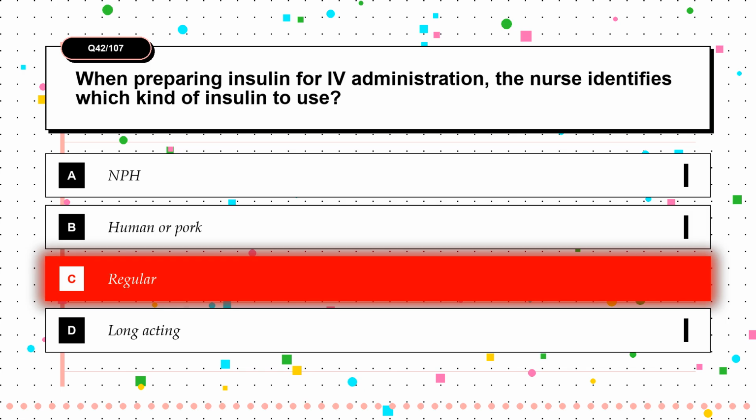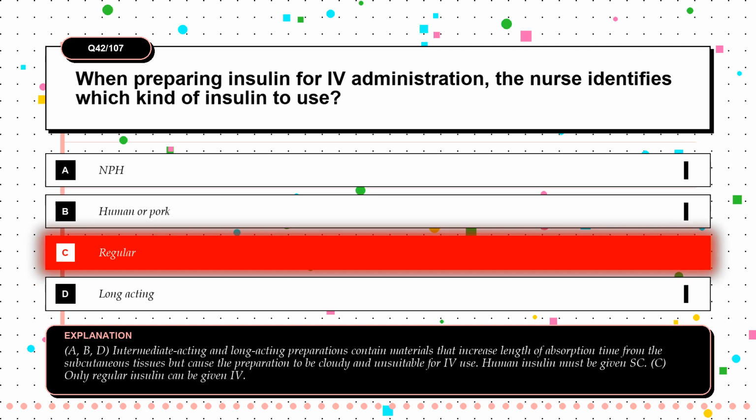The correct answer is option C, regular. A, B, D. Intermediate-acting and long-acting preparations contain materials that increase the length of absorption time from the subcutaneous tissues but cause the preparation to be cloudy and unsuitable for IV use. Human insulin must be given as C. Only regular insulin can be given IV.